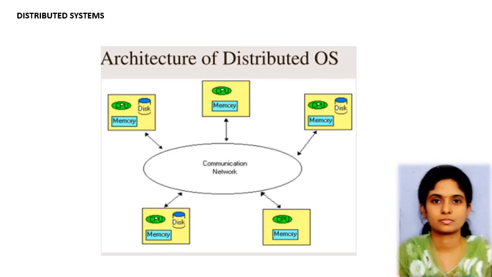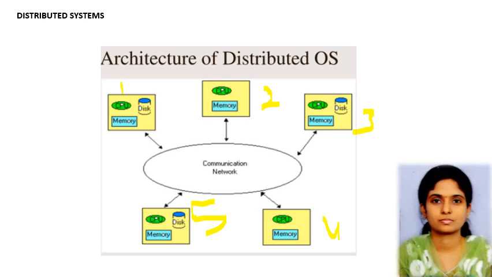So this is first, this is second, third, fourth, and fifth. There are totally 5 computers, and we can call them sites, nodes, computers, and so on. These 5 systems or nodes are connected to the common network that is called the communication network. So they can share messages, they can pass the messages via this communication network.